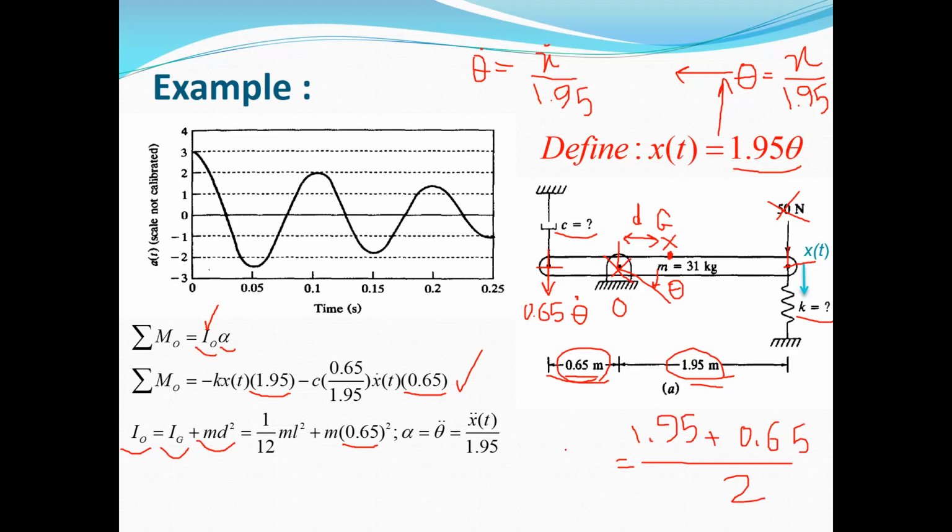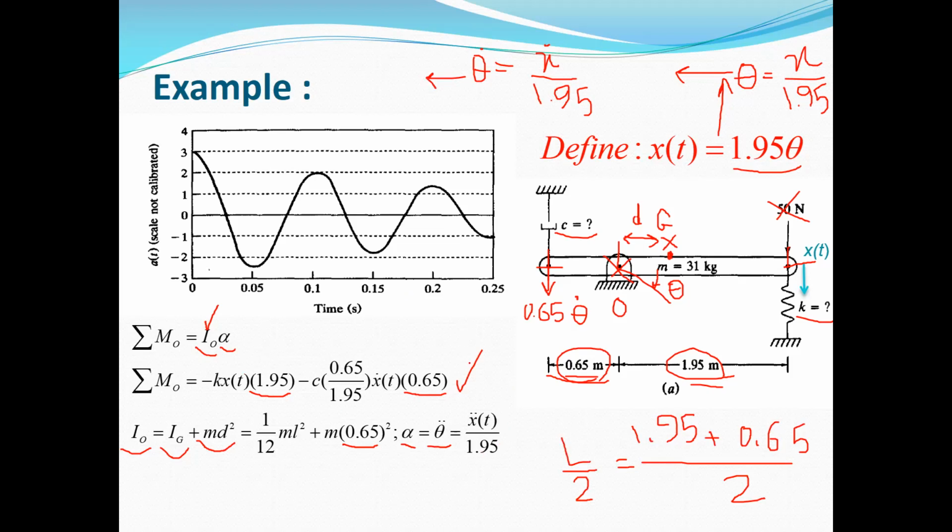So this is the half length. If we call it L divided by 2, this is the half length of the bar, and then this term minus 0.65 is equal to D. So we can substitute and find the mass moment of inertia about the mass center. And as I told you, alpha is equal to theta double dot. And theta double dot can be substituted again from this term. It's equal to X double dot divided by 1.95.